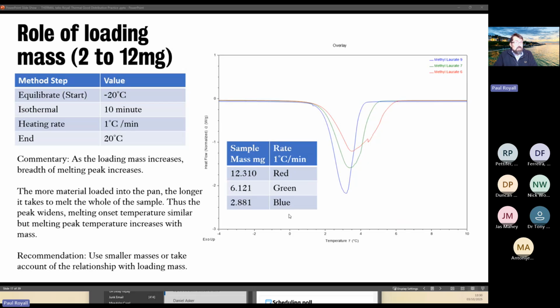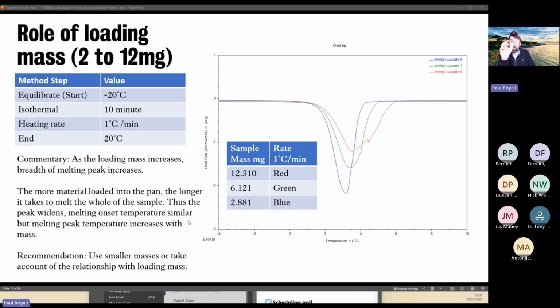So we've done that analysis on that material, and then we've started to look at different things. We've looked at different masses, and we've blown this peak up a little bit, so the range here is quite wide. We've equilibrated, held isothermal for 10 minutes, heated at 1 degree per minute, and then ended at 20. As we start to go big, we start to get deterioration in our peaks, and the longer it takes to melt the whole sample. And what we're trying to do here is not optimize a big lump of our phase change material, because you want that in your cool bag doing its job.